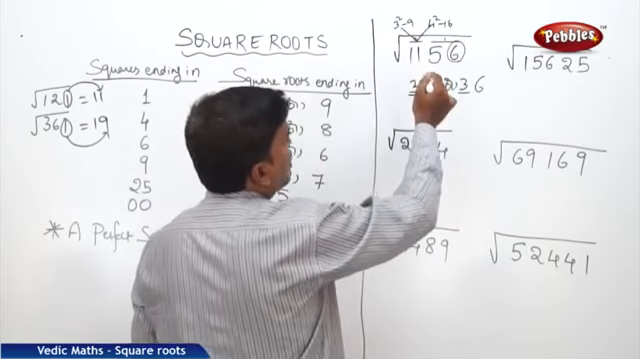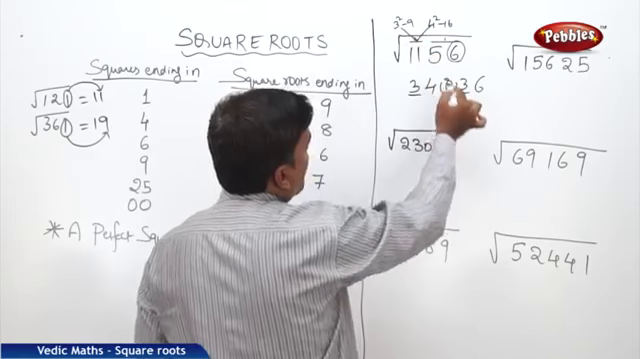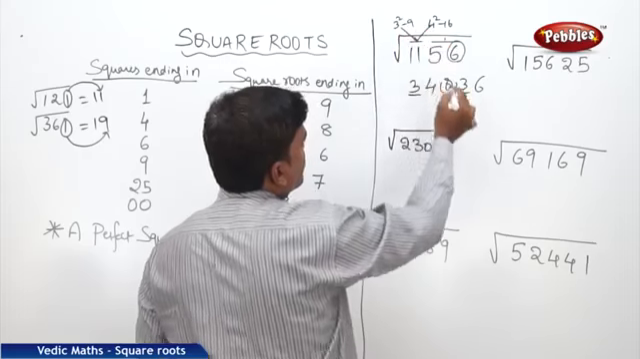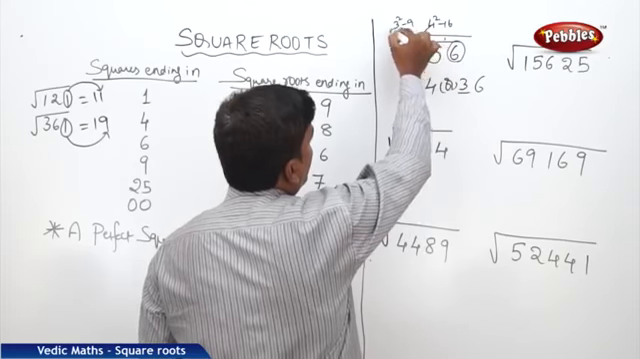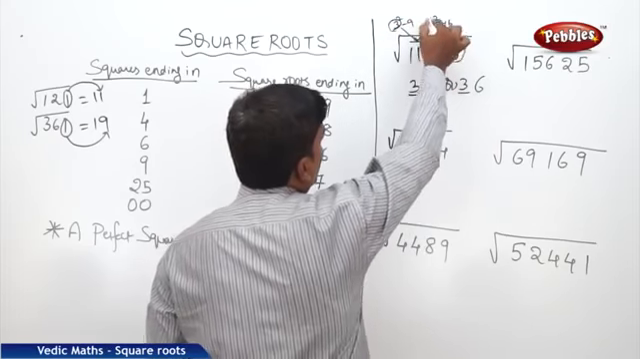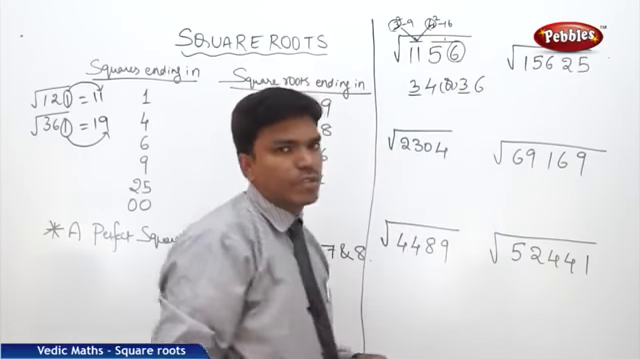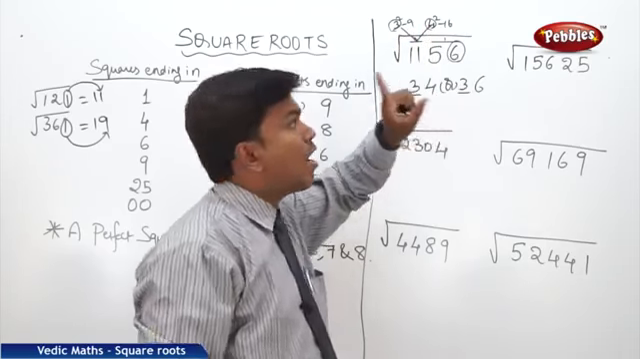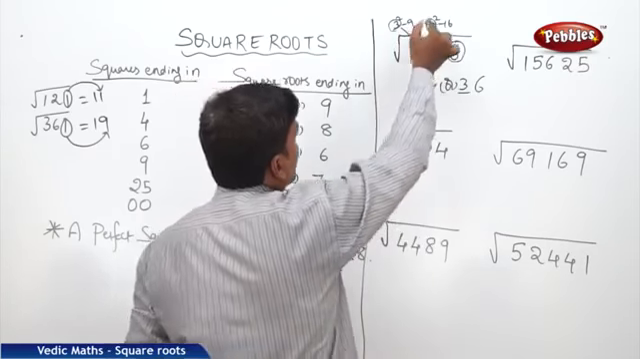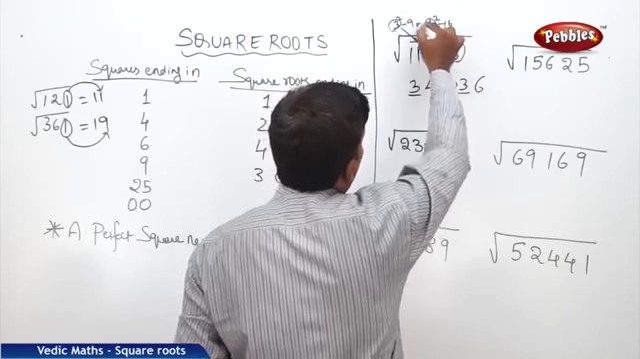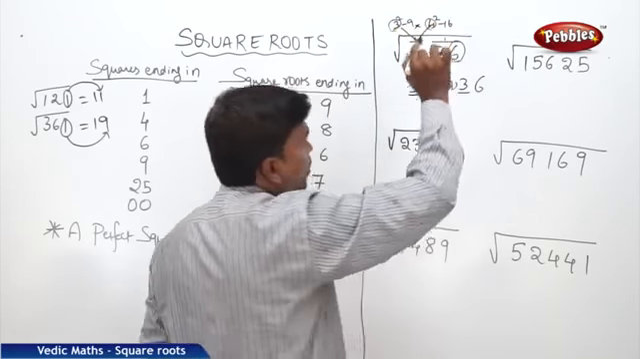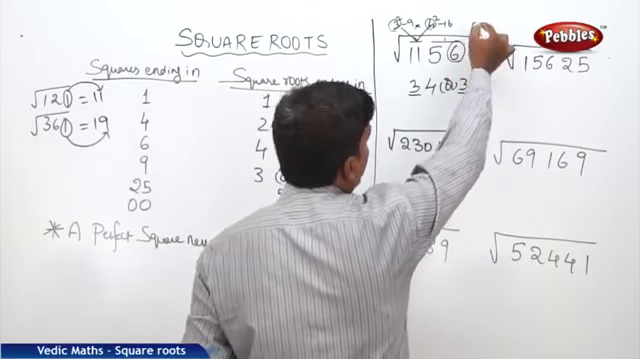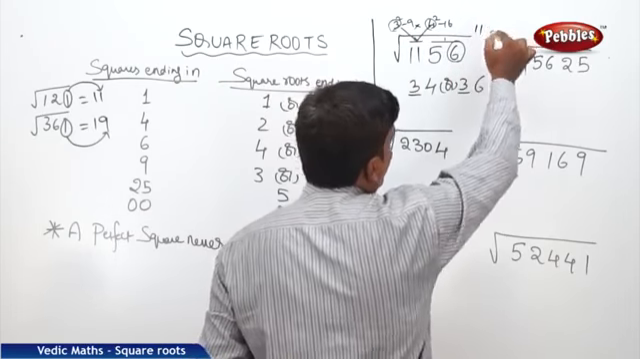Now you tell me, between 34 and 36, or otherwise I can say, take this one, 3 and 4. 3 and 4, that means between which squares we have? 3 and 4. Take the product of 3 and 4. What is the product of 3 and 4? Okay, 3 4s are 12. Yes or no?